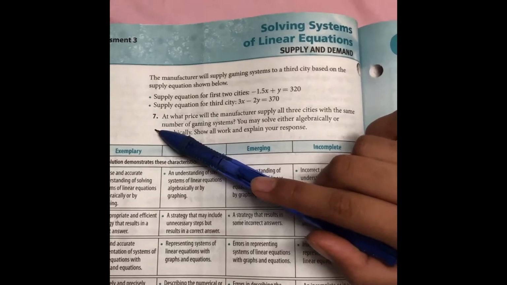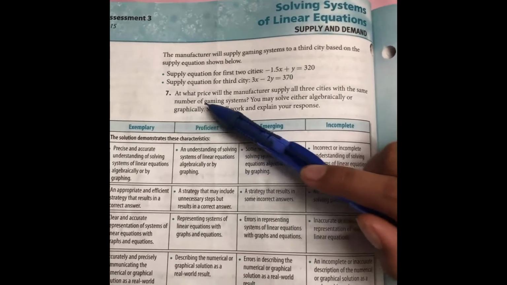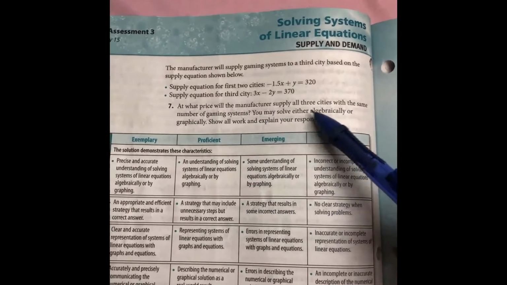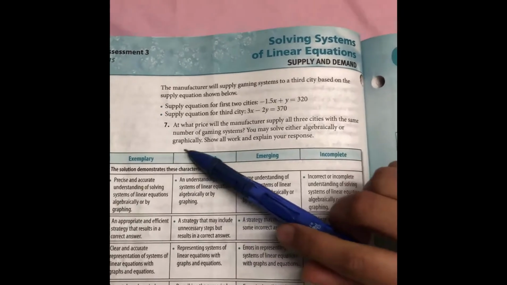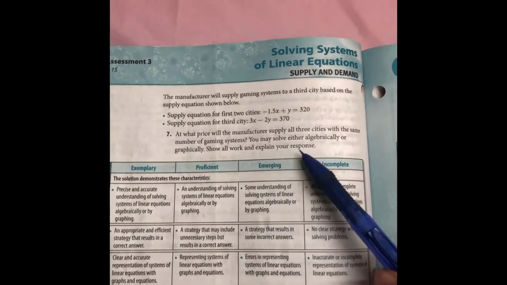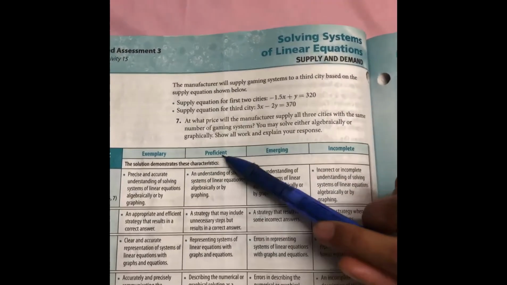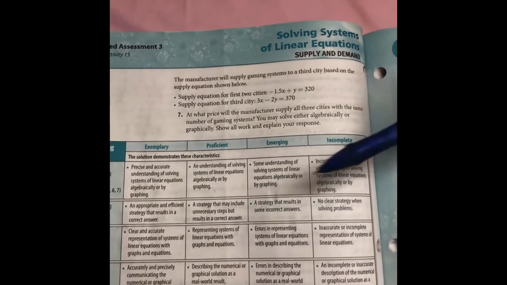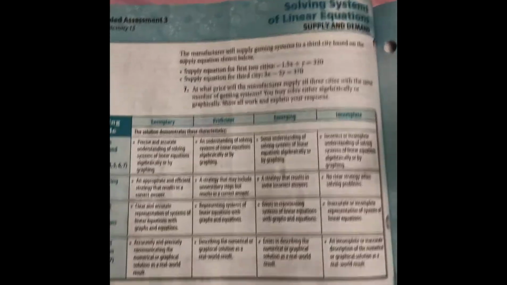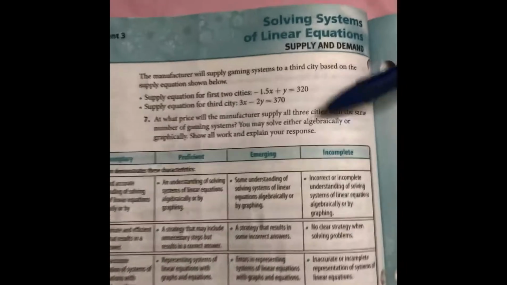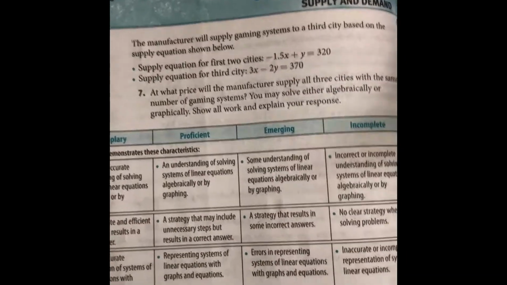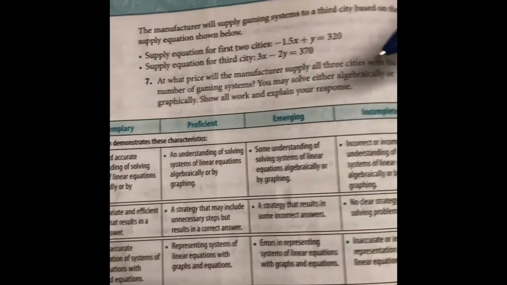So let's read number 7. Number 7 says, at what price will the manufacturer supply all 3 cities with the same number of gaming systems? You may solve either algebraically or graphically. Show all your work and explain your response. Well, we had a lot of practice with solving systems algebraically and graphically, so I'm pretty sure you guys can do this on your own.